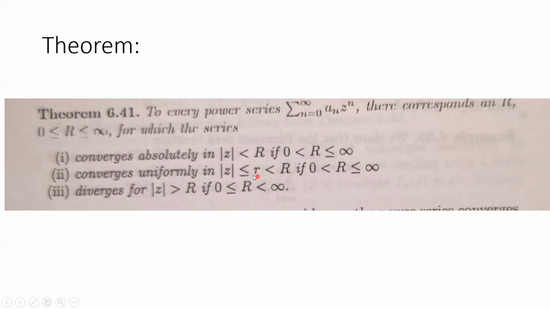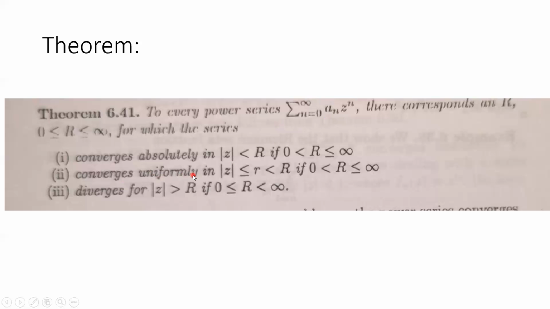where small r is less than R. So this is a compact disk. The earlier circular disk was open, and this is compact, since it is closed and takes the boundary value small r also, and this small r is less than R. So this compact disk, modulus of z less than or equal to small r, is contained in the open disk mod z less than capital R. In this compact disk, which is contained in the bigger open disk, this power series converges uniformly.